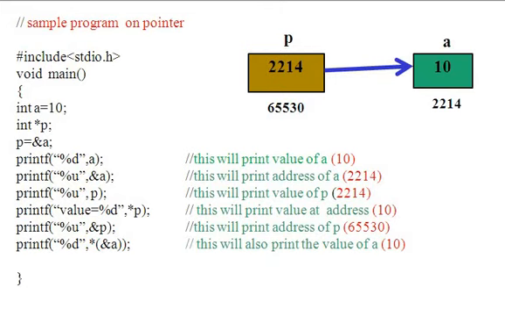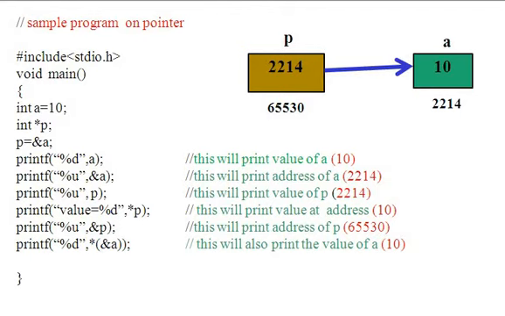Look at this program. a = 10 and we have one pointer variable. p = &a. p holds the address of a. Let the address of a be some number, 2214, and the address of p: p is a variable, and even though it is a pointer variable, it will have an address. Say the address of p is 65530, some numeric positive value. So p holds the address of a; the address of a, 2214, is in p.